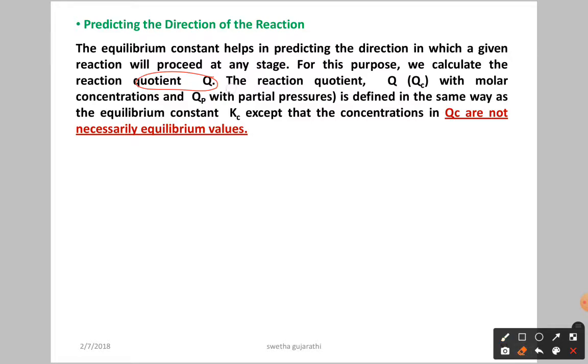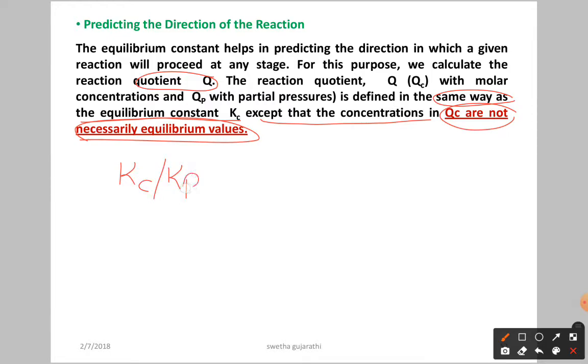The reaction quotient Qc, with molar concentration, and Qp, with partial pressure, is defined the same way as the equilibrium constant Kc, except that the concentrations in Qc are not necessarily equilibrium values. Kc or Kp is the ratio of the product of molar concentrations of products to that of reactants. You can define Q the same way.